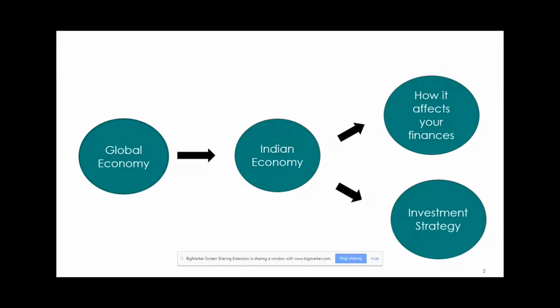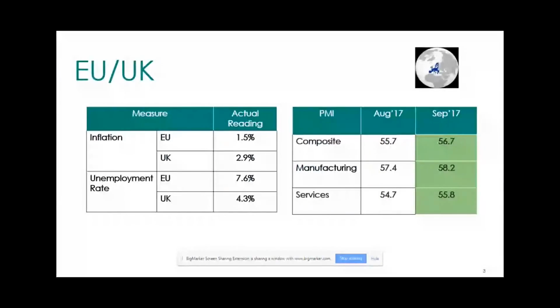To start off with, let's start with the European Union and the United Kingdom. The EU and UK economies have been performing quite well. This primarily is fueled by the ultra low interest rates maintained by the European Central Bank. As can be seen on the right side of your screen, the PMI indicators for September across services, manufacturing, and composite are all very strongly positive. They are reaching new highs.